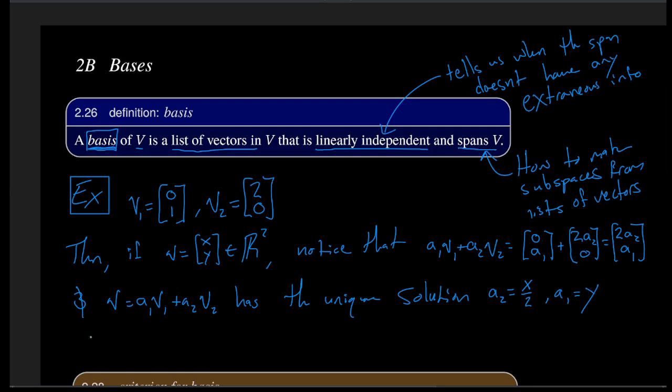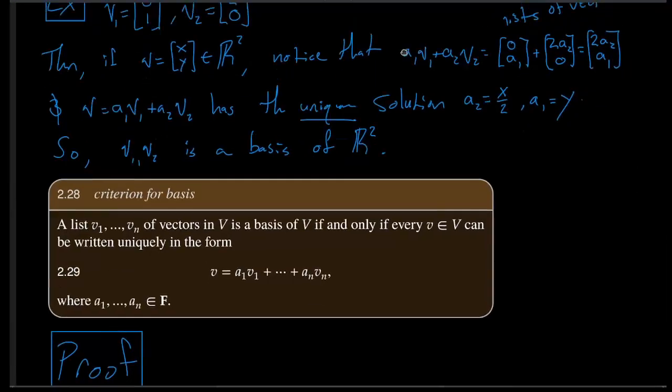Cool. So, notice, what does this tell us? Well, every vector v in R2 can be written as a linear combination of v1 and v2, and this can be done in only one way. So, (v1, v2) is a basis of R2. Notice, under our convention, (v2, v1) is a different basis of R2, since bases are ordered. Okay, cool. Let's prove some results about bases.